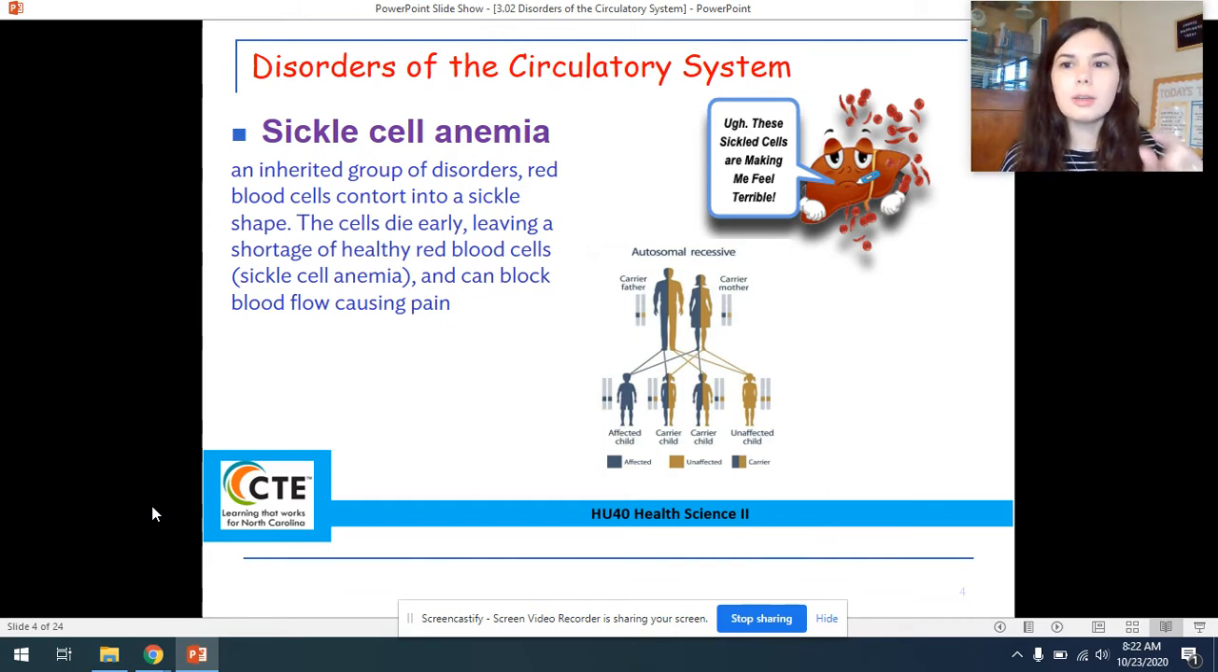And so with sickle cell anemia, instead of having a round red blood cell with a little disc, they're kind of like crescent moon shaped. And so with less surface area, they're able to carry less oxygen.